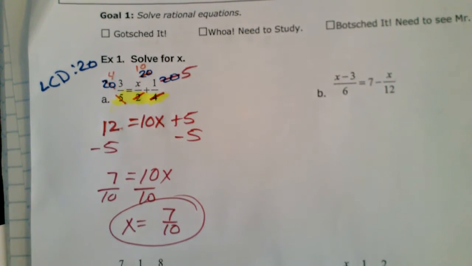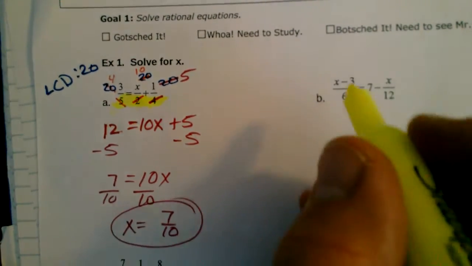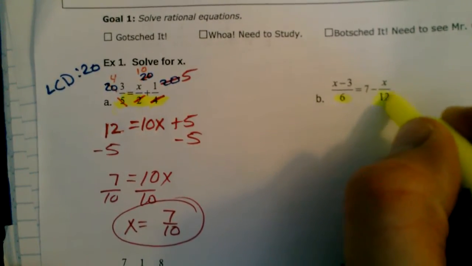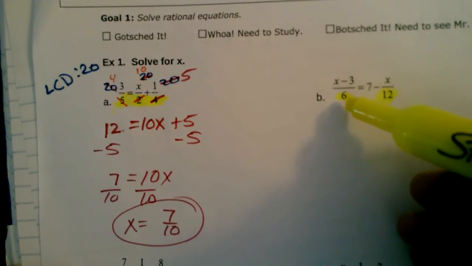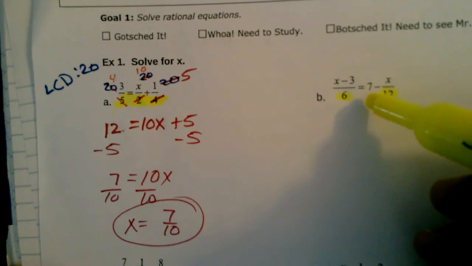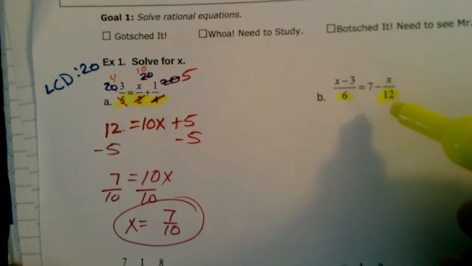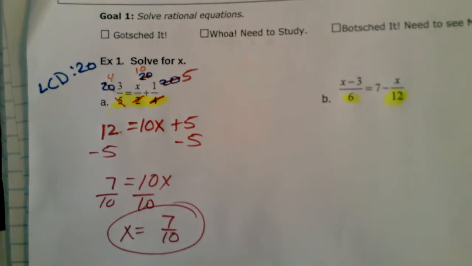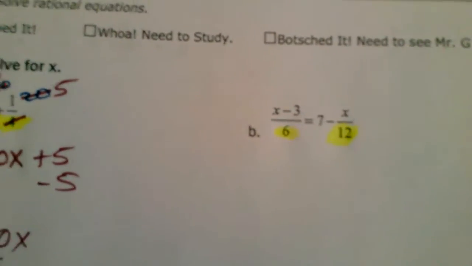All right, do you guys have any questions with that one? All right. So I take a look at the next one. I've got example 1b. I always like highlighting my denominators. I like highlighting the 6 and this 12 here. So I've got x minus 3 over 6 equals 7 minus x over 12. So I like highlighting those. And now I've got to come up with the LCD between 6 and 12. So let me zoom in so you can see this nice and big here.